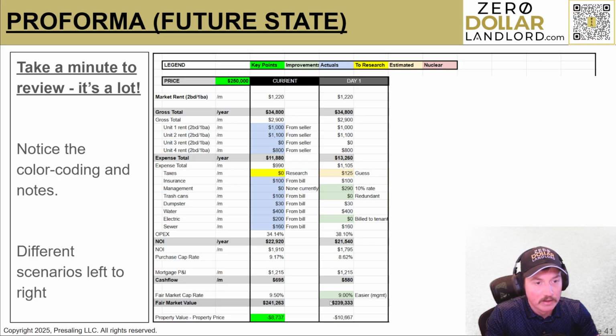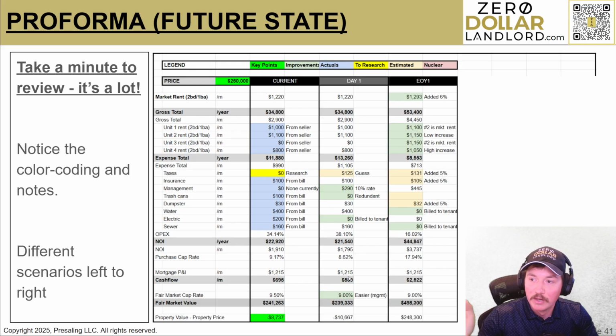So you're not really costing anything extra to the property that much. Slightly lower cash flow. But here's why all this is important. When we decide to scale this property, we're going to take it to end of year one, that's EOY1. So our market rent, we're going to add 6% on top.